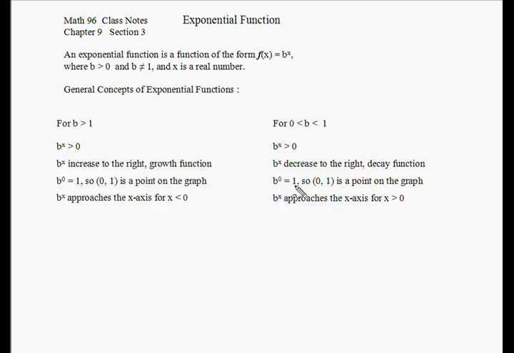b to the 0 is still going to be 1, and your graph will approach the x-axis, but now it approaches the x-axis as x gets to be a very large positive number. So as it approaches the axis, this is when we put in what we call an asymptote. So let's continue and talk a little bit more about exponential functions.